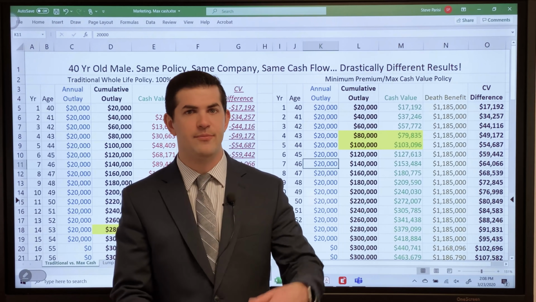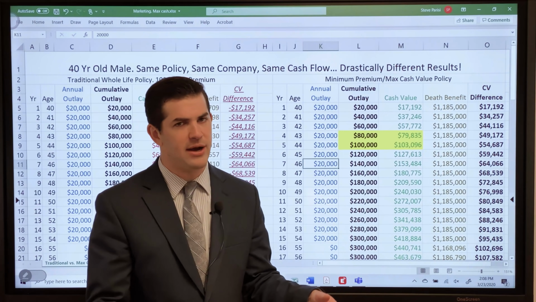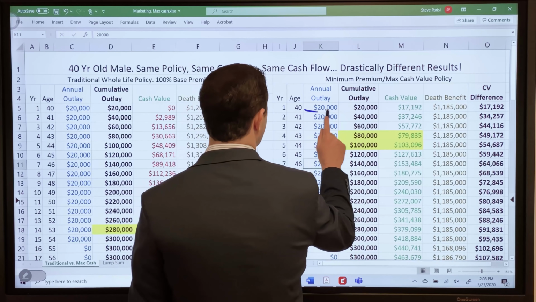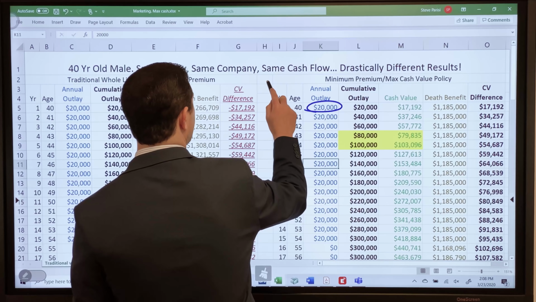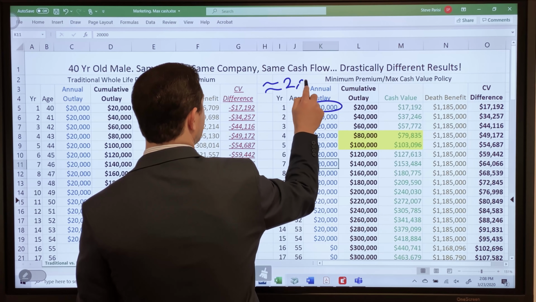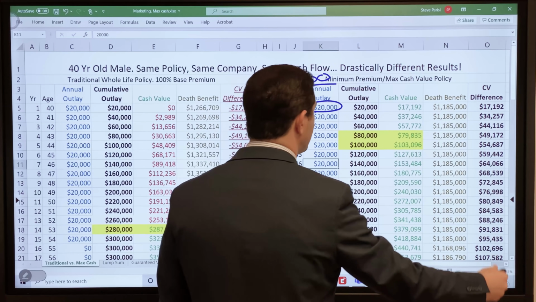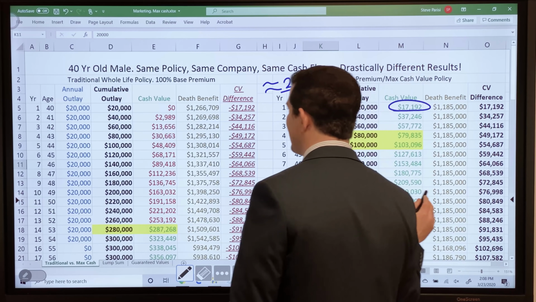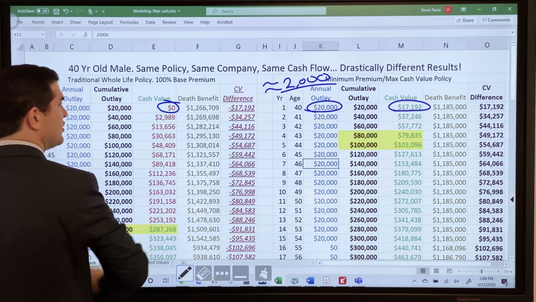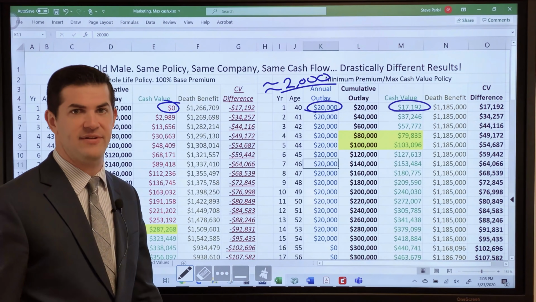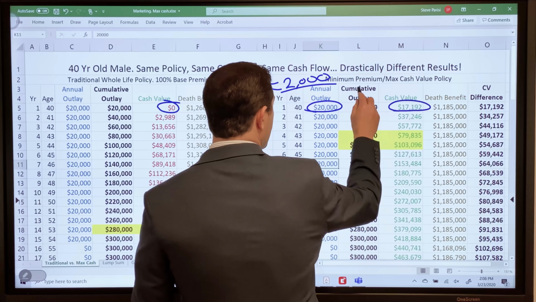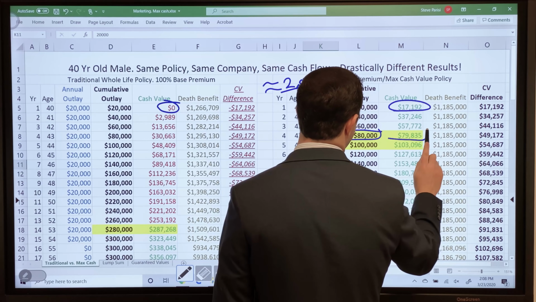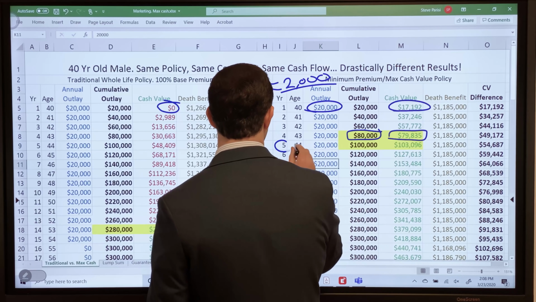Then we've got a policy with a 10/90 split. Same company, same age, same outlay for the policyholder. 20K going in, minimum premium is right around $2,000. Has a term rider attached as well, but here's the main difference. Year one, over $17,000 instead of zero. Very similar death benefits, and that had to do with the MEC treatment. But then, year 4, I've paid in 80, I've got just about 80, 79,835, and I'm positive by year 5.